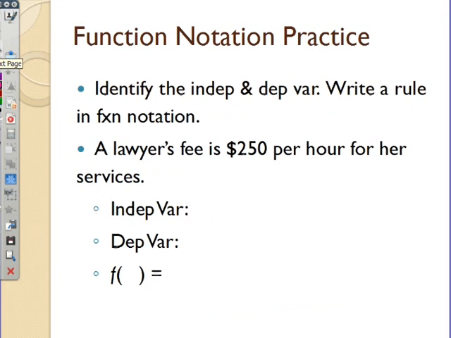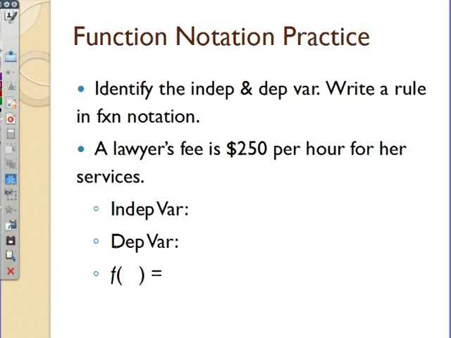Write the problem down. A lawyer's fee is $250 per hour for her services. And your job is to identify the independent and dependent variable and then write the function rule. So this is putting together what we did in the first half of this lesson the other day, but with word problems now. Lawyer charges $250 per hour.